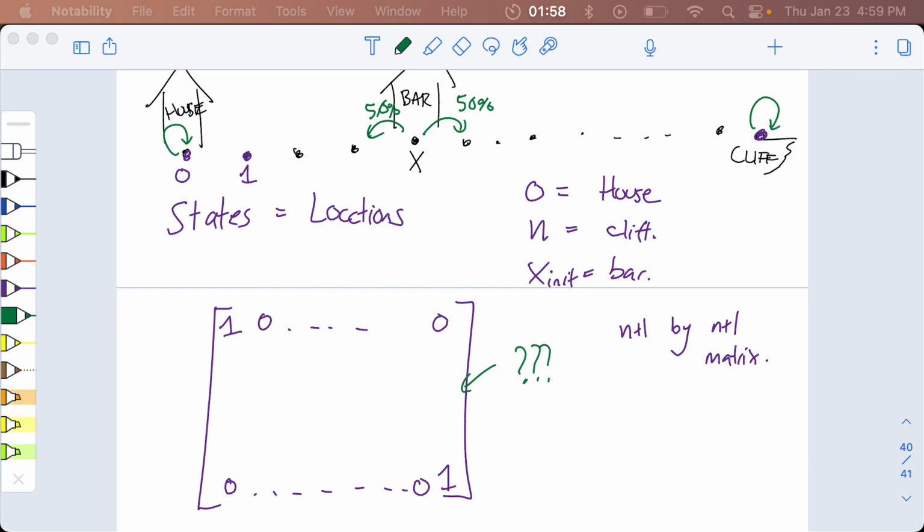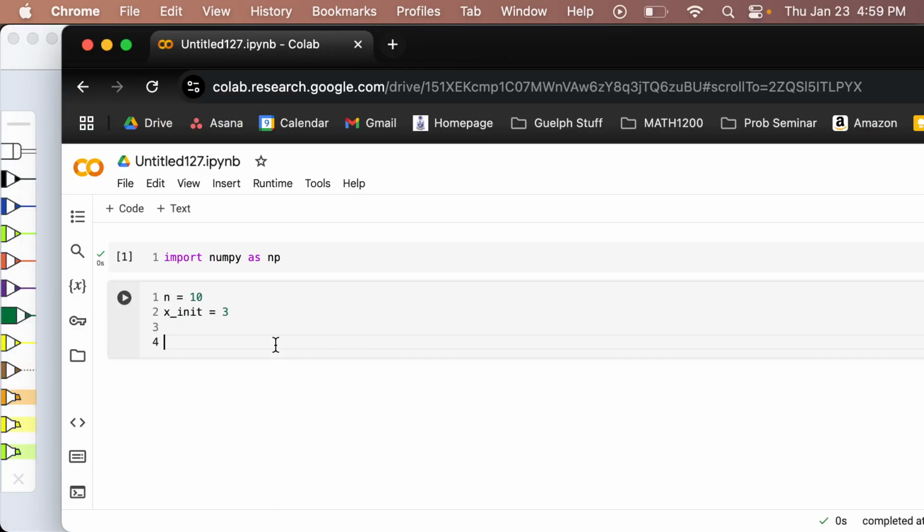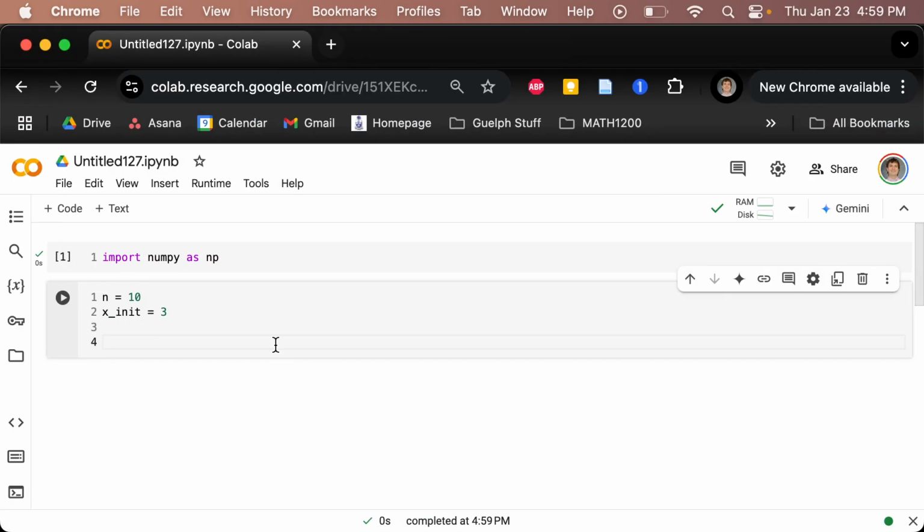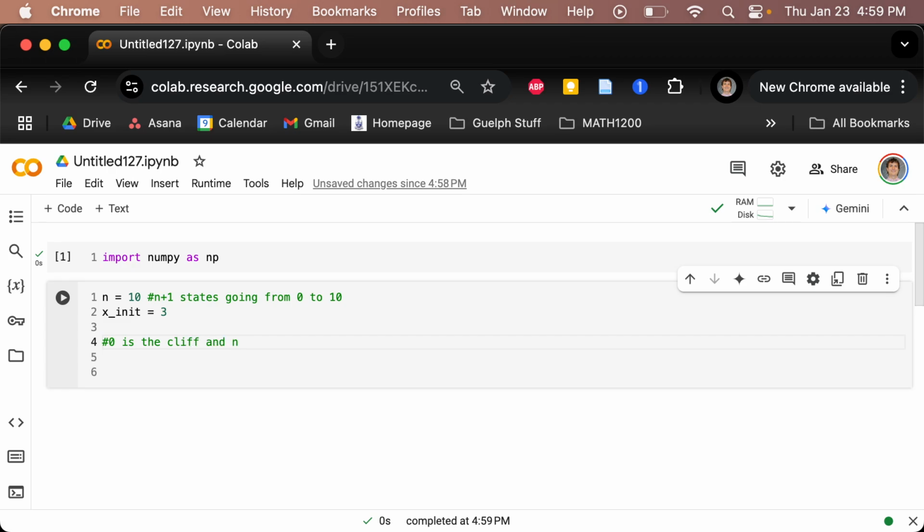Okay, I'm going to do it on the computer, and then we can compare the computer's answer to the paper answer. So I have a brand new notebook, and I made n equal 10, so there's 11 states, n plus 1 states going from 0 to 10. And we're going to say x init is 3, so the bar is 3 steps over. And we're going to say the house is at 0, and the cliff is at 10. Actually, why don't we do it the other way around? Let's make 0 the cliff, and n is the house.